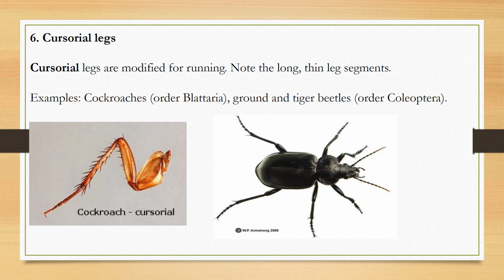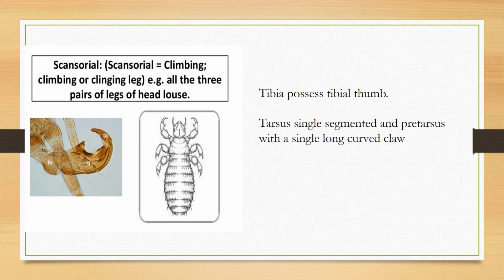Then the cursorial legs are modified for running. So the coxa is somewhat enlarged in many cases, like cockroaches, some ground beetles and tiger beetles, which run fast on the ground.